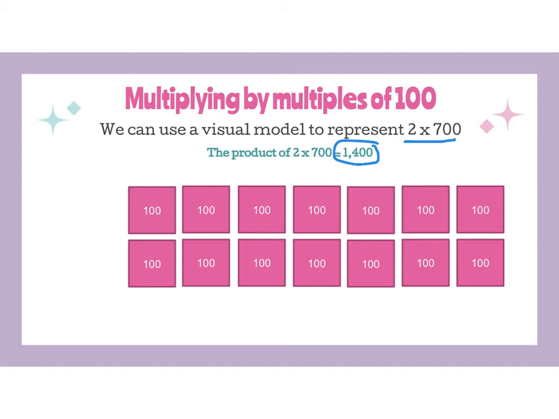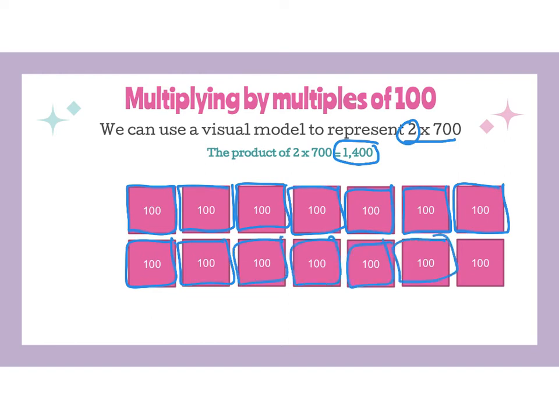Well, here we're going to look at 700, 4, 5, 6, 7. So this is 700, but we have 2 700s. So here's our next row of 700. We are using a visual model to help us understand how to get the answer to 2 times 700. We have 2 rows of 700. 2 times 700 is 1,400.